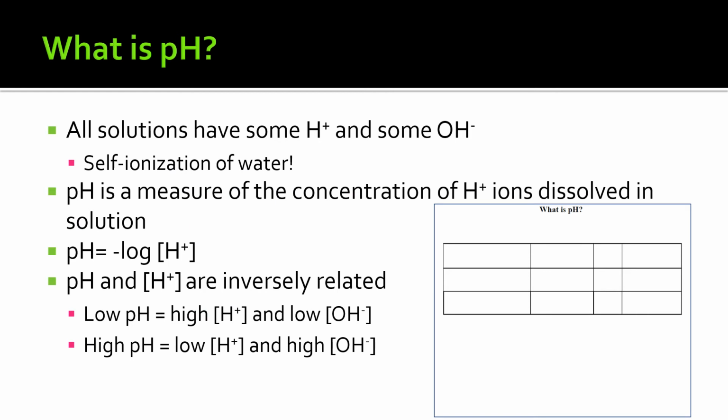All solutions, like I said on the previous slide, have some hydrogen ion, or H3O plus equivalent, and some OH minus, or hydroxide ion. So the definition I want you guys to write for the pH should be written here. pH is a measure of the concentration of hydrogen ions dissolved in solution.